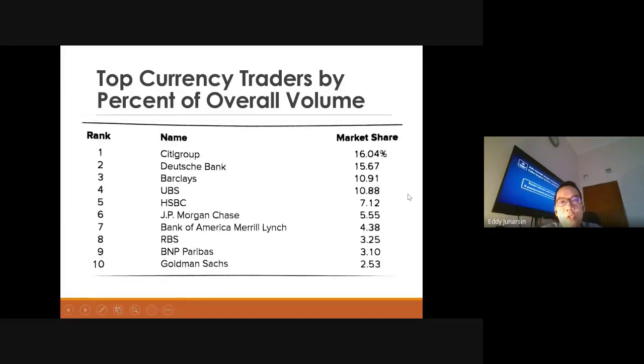Okay, so top currency traders, you can see some big names there. Citigroup, Deutsche Bank, Barclays, UBS, HSBC, and so forth. So this keeps changing, and I think the Chinese banks are also getting a lot of currency positions, right, in the last decade.